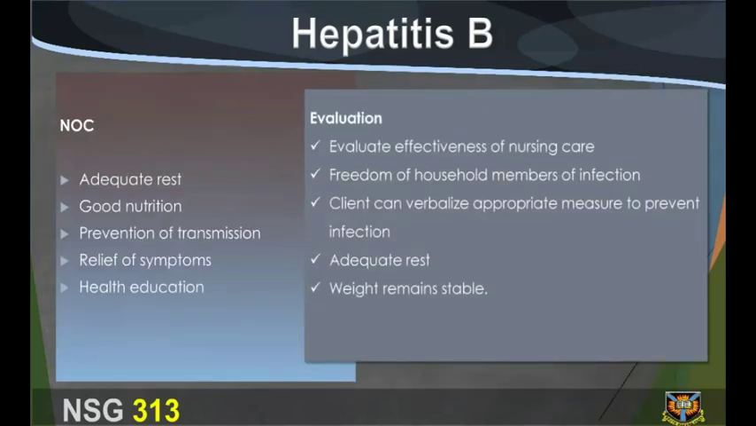NOC: adequate rest, good nutrition, prevention of transmission, relief of symptoms, health education. Evaluation: evaluate effectiveness of nursing care and freedom of household members from the infection. Clients can verbalize appropriate measures to prevent infection, get adequate rest, and weight remains stable.